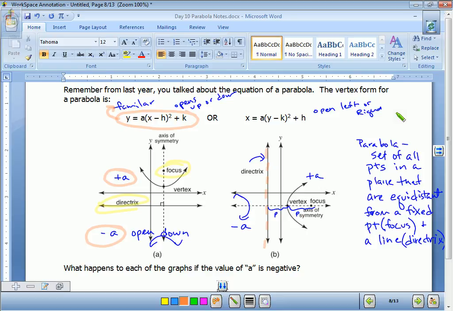So, what I'd like you to do is copy down this definition. It's the one I just said a minute ago. A parabola, the geometric definition, is a set of all points in a plane that are equidistant. What does the word equidistant mean? They're both the same distance. Very good. From a fixed point called the focus and a line called the directrix.